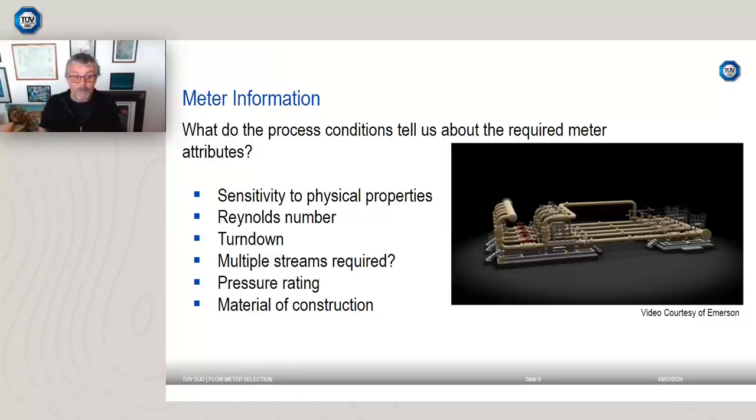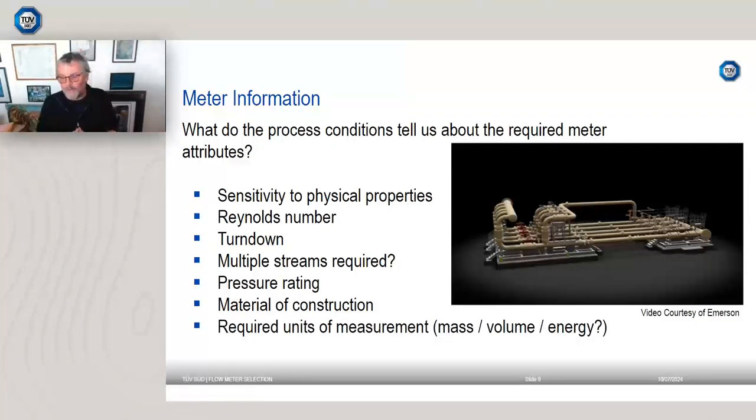But if we want to do this properly and we want to do it most importantly safely, and that demands a more exotic material, well, that demands a more exotic material. We don't want to put anyone in danger in order to obtain a flow measurement.